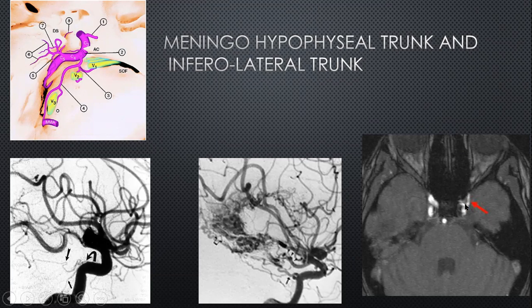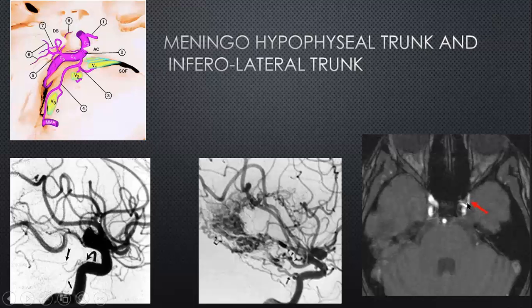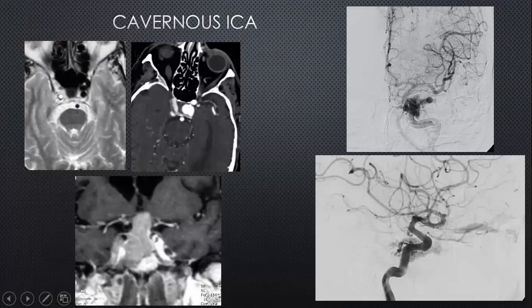But here you can see that there is an anomalous ophthalmic artery. Normally the ophthalmic artery will come off much more distally from the internal carotid artery, somewhere around here, but here the ophthalmic artery has actually come off from the cavernous segment of the internal carotid artery, which is actually the inferolateral trunk. So the inferolateral trunk, which is here, also is a precursor of the future ophthalmic artery. And we'll look at that in the next few slides.